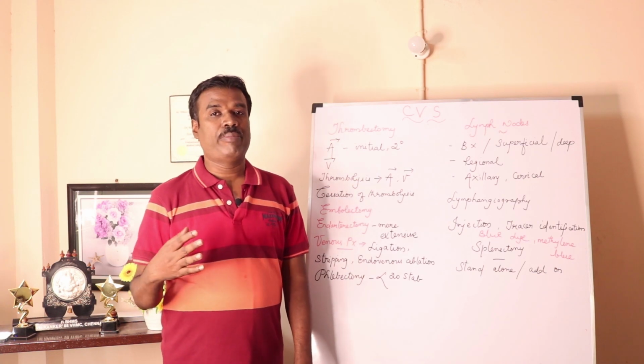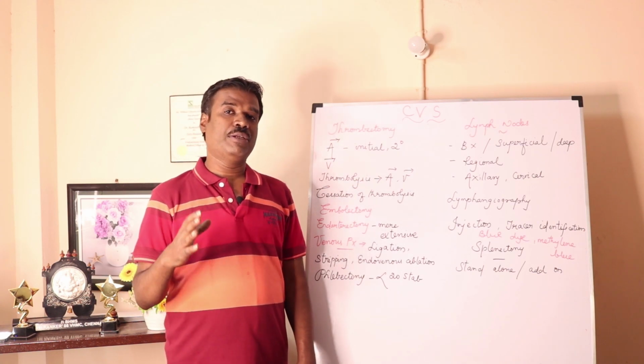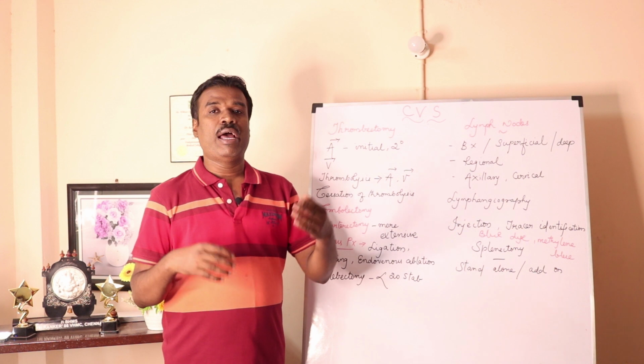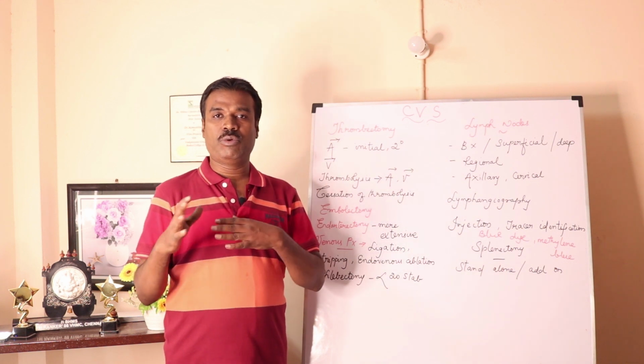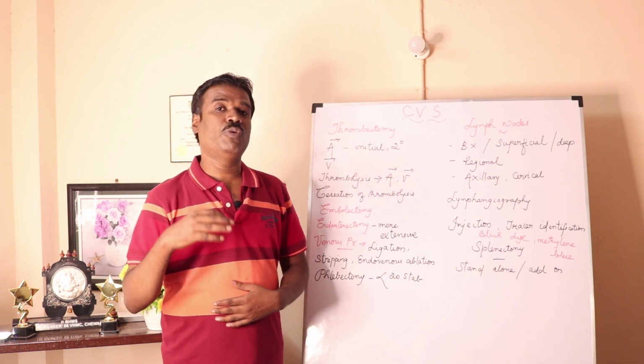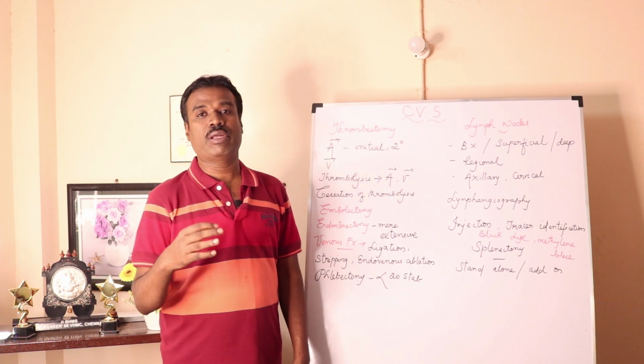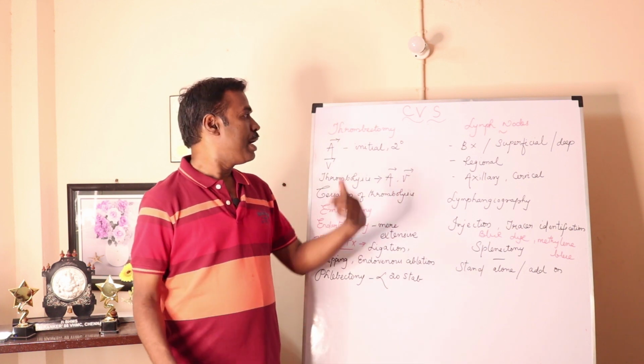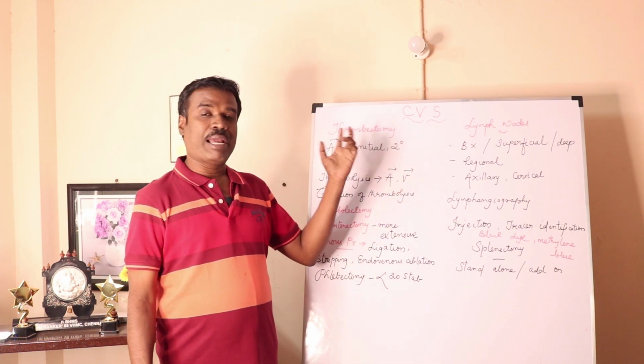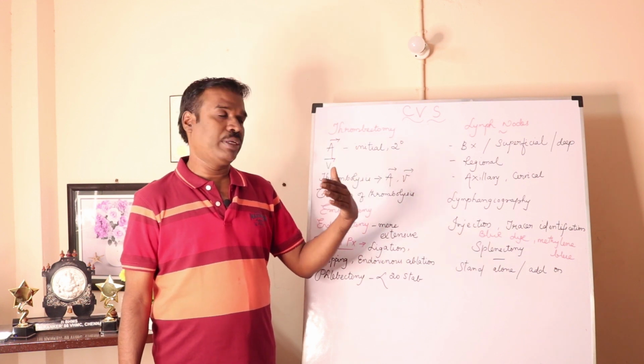Let's move on to thrombectomy. A thrombus means a blood clot, right? And embolectomy is a removal of the embolus, which is a moving blood clot, or a blood clot in a stream, okay? So let's see what are the types of thrombectomy that we are going to encounter.